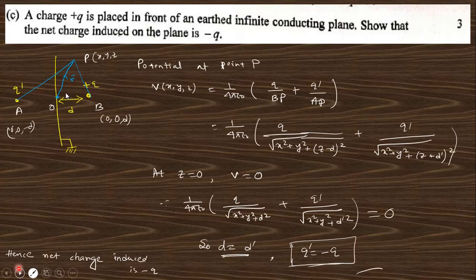Next question. A charge plus q is placed in front of an earthed infinite conducting sphere, so that the net charge will be minus q. So this is an earthed conducting sphere, and we take a plus q charge. We take at a distance d, and the image will be minus q prime. If you take this d prime and compare, you will get d equals d prime and q equals minus q prime. That means the total charge induced is nothing but minus q prime, that is, minus q.